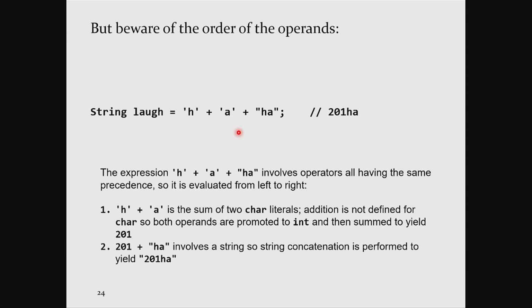So now it does int arithmetic. It converts the h to its integer value, converts the a to its integer value, and adds them together. Turns out you get 201. That becomes an int concatenated with a string, so you get "201ha", which isn't what you probably wanted. So whenever you're doing something like this, just stick the empty string in front. Write String laugh equals empty string plus h plus a plus "ha", and everything's fine. You always want to start the concatenation with a string, and that will get rid of all your problems.